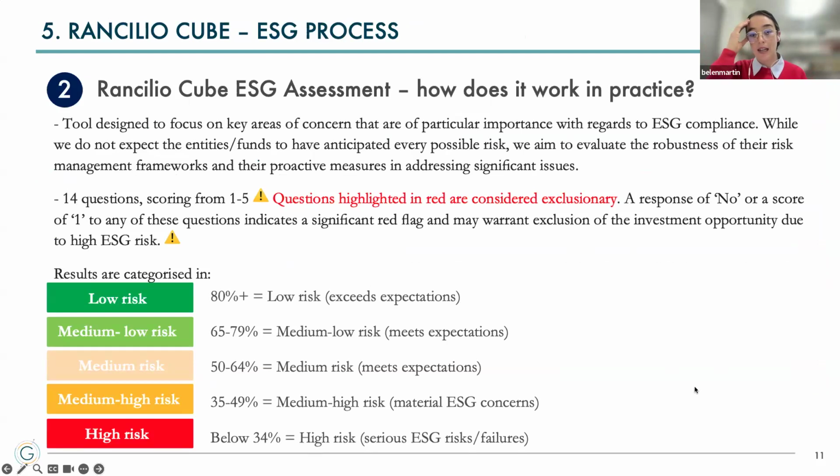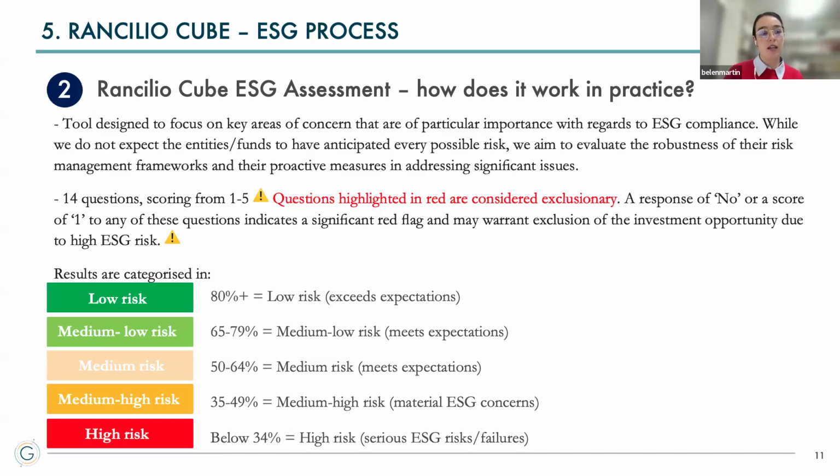As I was just saying, it is a tool that is used during the due diligence process. It's basically composed of 14 questions that go from 1 to 5. But there are certain questions, and we're going to see it in a second, so bear with me, that can be considered exclusionary. So a response of no or a score of 1 to some of these questions indicates a major red flag or a signal for exclusion of the investment. It can affect a lot the decision on the investment. It can generate a no-go.